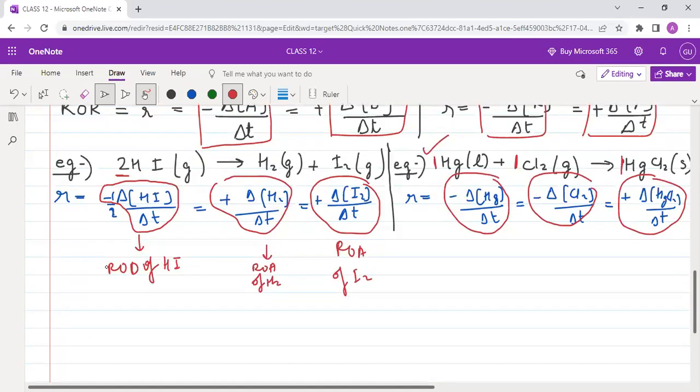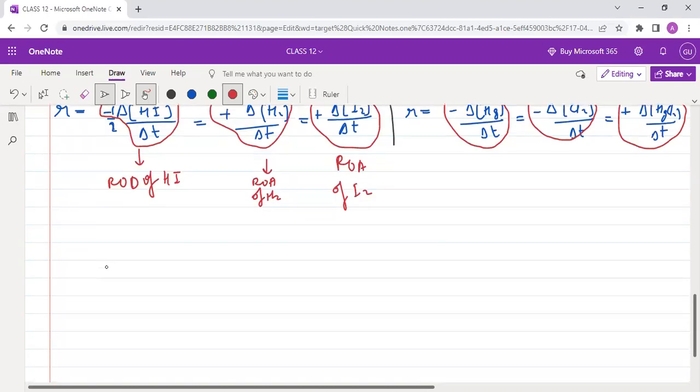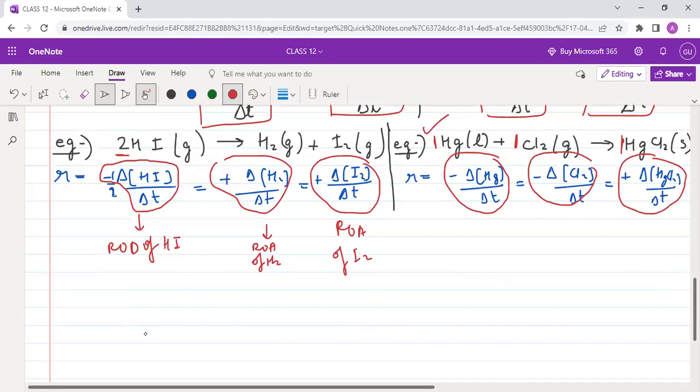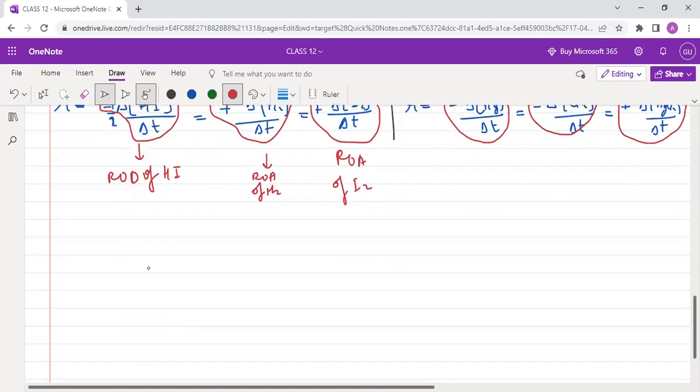So now we'll discuss the examples in which the stoichiometric coefficients of reactants and products are not equal to 1. So this was the example. For such types of questions, you have to divide the rate of disappearance or the rate of appearance by their respective stoichiometric coefficients. Okay, I'll just give you one example. So if you write the general example, aA plus bB forms cC plus dD. Now the small a, small b, small c, and small d are the stoichiometric coefficients. Okay.